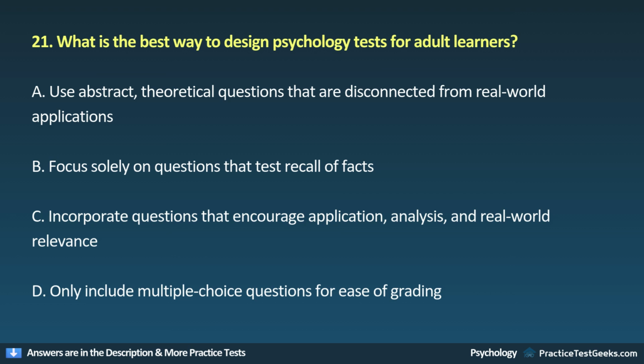21. What is the best way to design psychology tests for adult learners? A. Use abstract, theoretical questions that are disconnected from real-world applications. B. Focus solely on questions that test recall of facts. C. Incorporate questions that encourage application, analysis, and real-world relevance. D. Only include multiple-choice questions for ease of grading.